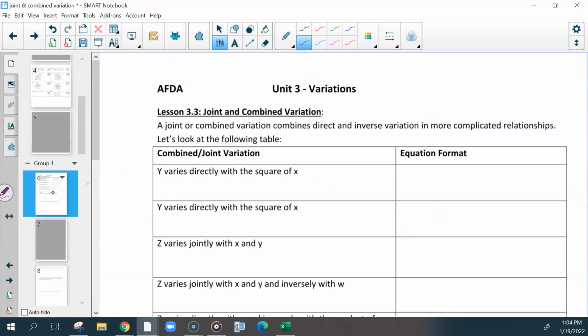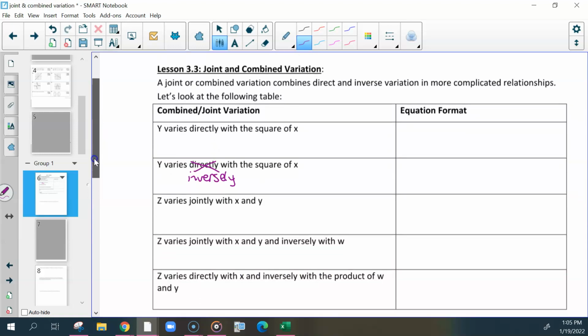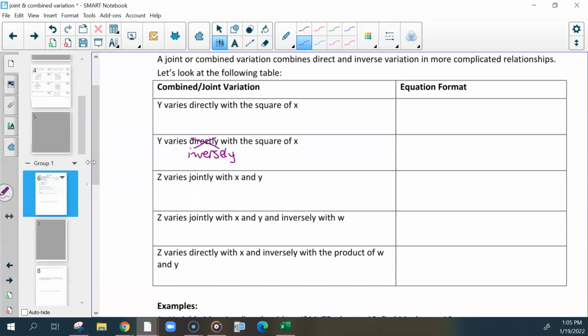Moving on to the next page. Before we do anything, change this wording to inversely. That was a typo. Okay. So when we do these, some of them are going to have the same kind of setup as when we were just doing direct or just doing inverse, but some of them are going to be a little different.